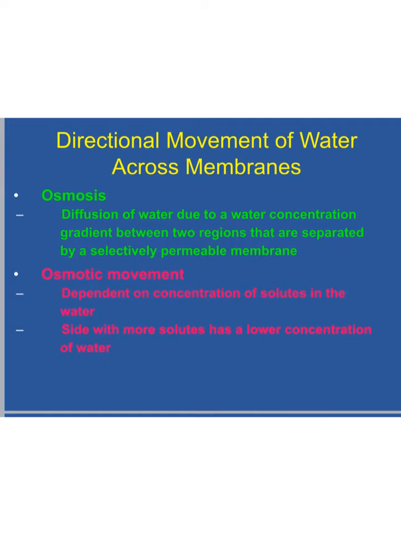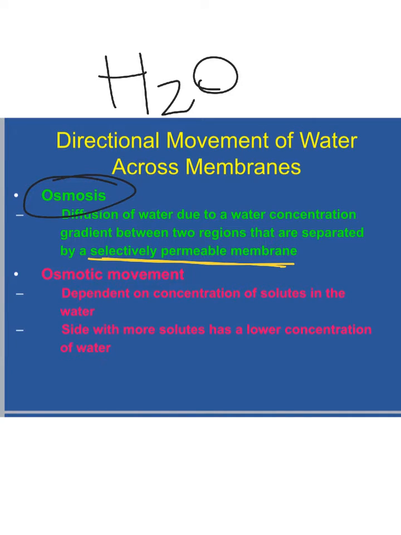Okay, so we've talked a lot about moving ions or molecules across the membrane, but we also know that water is one of those substances that easily moves across the membrane, and we need to talk about how water flows across the membrane. It's so important that we give it its own special term, which we refer to as osmosis. This is diffusion of water due to a water concentration gradient between two regions that are separated by this membrane.